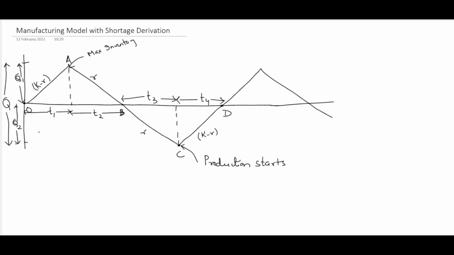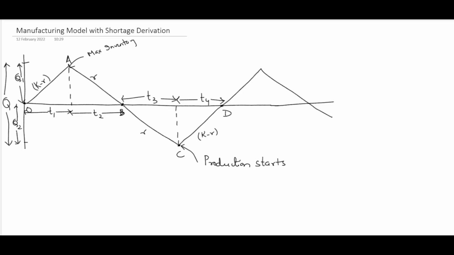R is the annual rate of consumption, as I have already told you in the previous model, where K is the production rate of the items. As there is no replenishment during the time T2, there is no production, only consumption. So inventory decreases at a constant rate of R until it becomes 0 again. Here it is building at a rate of K minus R and reaches the maximum point A. After that only consumption takes place, there is no production.